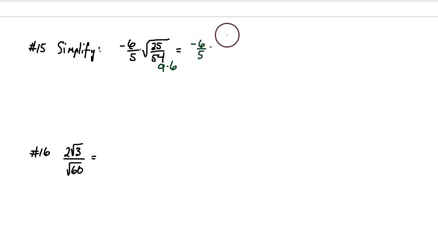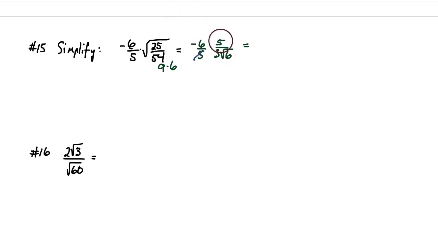Here's the negative 6/5. The square root of 25 makes 5. In the denominator, the square root of 9 makes 3. But the 6 is going to have to stay in a radical. Now we can do a little reducing. Notice how the 5's cancel? And the negative 6 over the 3 will reduce as well.